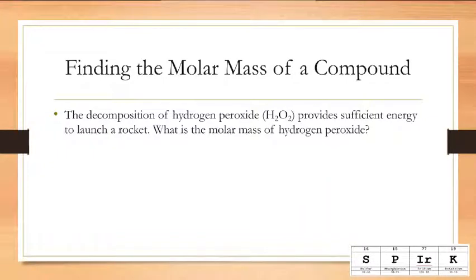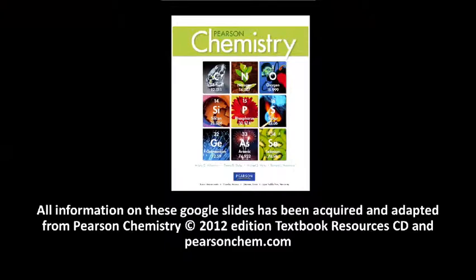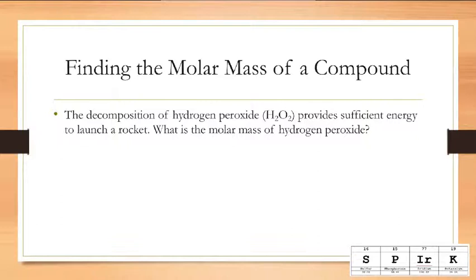So the decomposition of hydrogen peroxide, or H2O2, provides sufficient energy to launch a rocket. What is the molar mass of hydrogen peroxide? So we're going to do what we did before. So we know that 1 mole of hydrogen is equal to 1.01 grams of hydrogen, and that 1 mole of oxygen is 16.00 grams of oxygen.